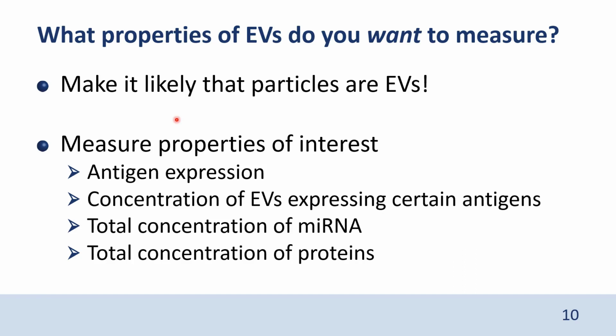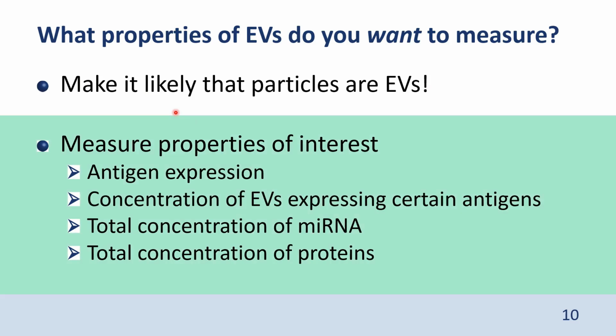So what properties of EVs do you want to measure? First, make it likely that the particles you're dealing with are EVs, and then you can start measuring the property of interest, like antigen expression, concentration of EVs expressing certain antigens, total concentration of microRNA, etc. And if I walk around here at ISEV, I have the feeling that's the key capacity of many labs. Maybe it's even the core work of your lab. But once you have to make it likely that the particles you're dealing with are EVs, and the signals you measure originate from EVs, it's getting harder, right?